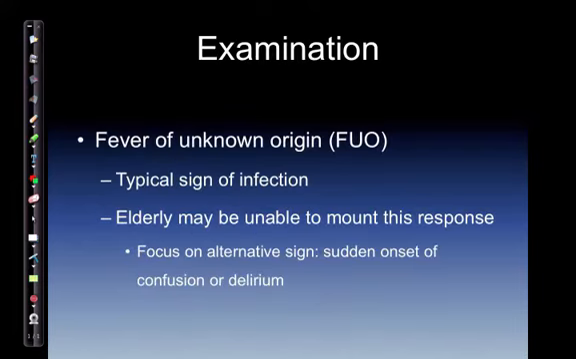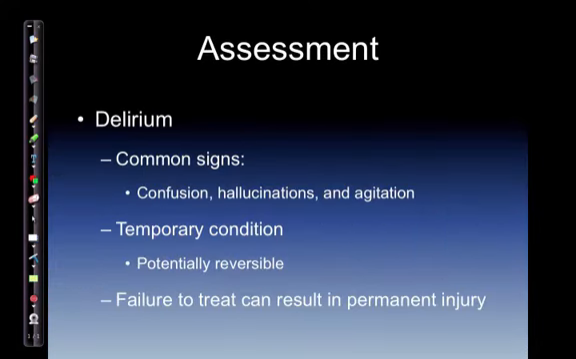Examination: fever of unknown origin is a typical sign of infection. The elderly may be unable to mount this response. Focus on alternative signs, sudden onset of confusion or delirium, or altered mental status. In the assessment, delirium, common signs: confusion, hallucinations, and agitation. Temporary condition, potentially reversible. Failure to treat can result in possible permanent injury.